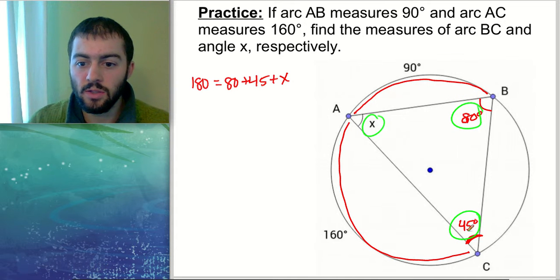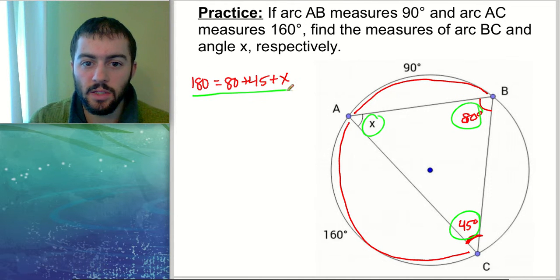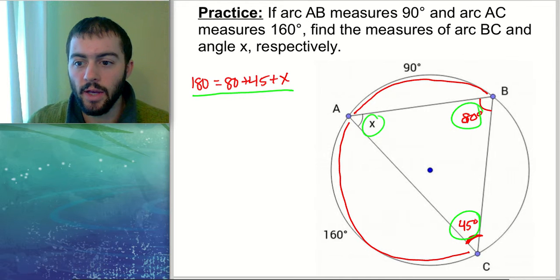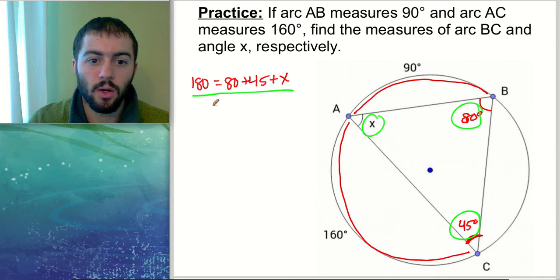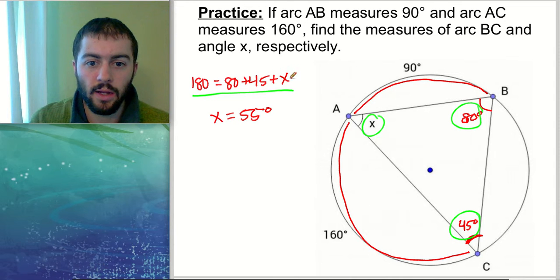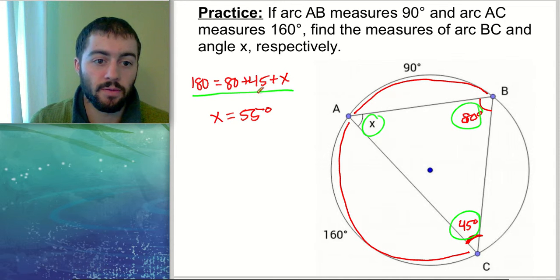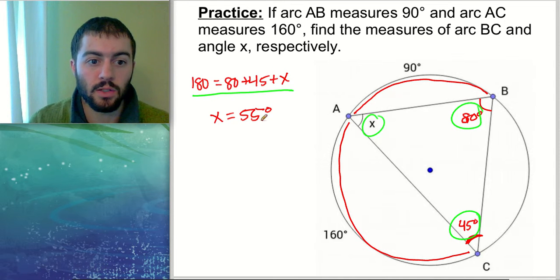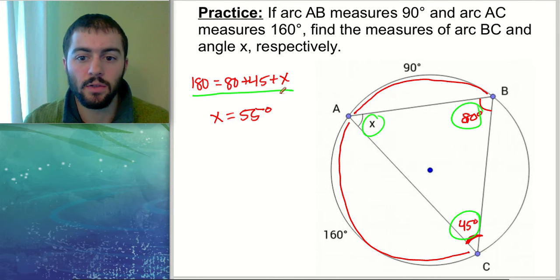Right, so we know these three angles have to give us 180, so we can set up this equation here, right? And if we go ahead and solve that, we would end up finding out that x would be 55 degrees, right? We could subtract 80 and 45 over to the other side and find out that x would be 55. That's what would give us 180 degrees when we add all of these three angles together.